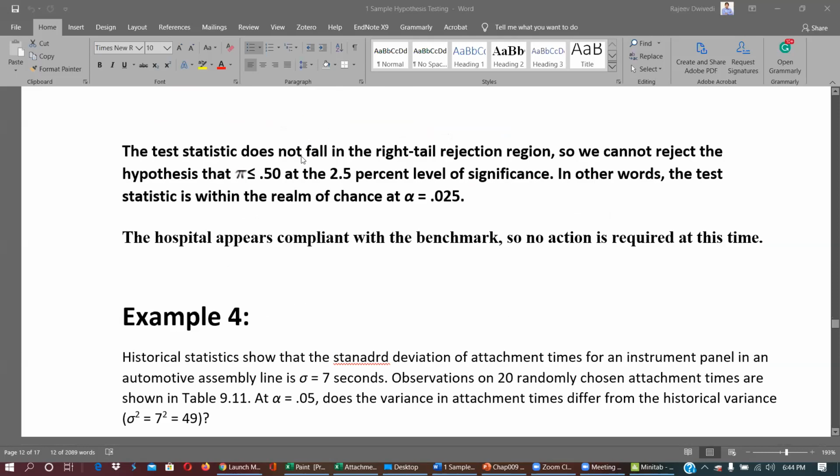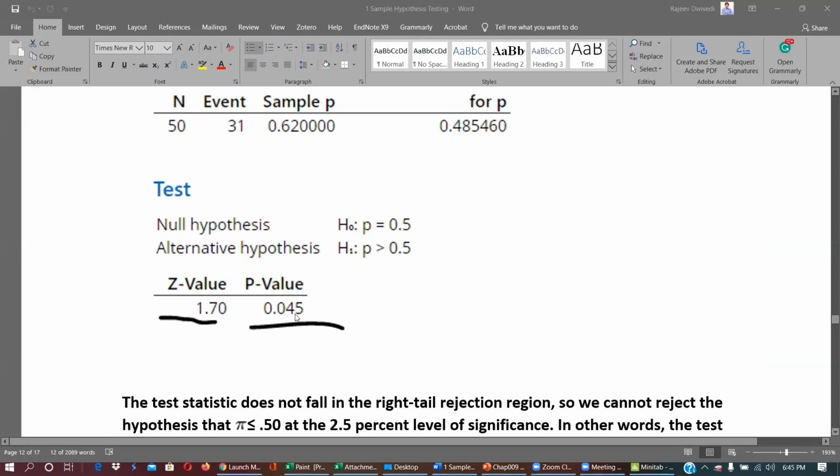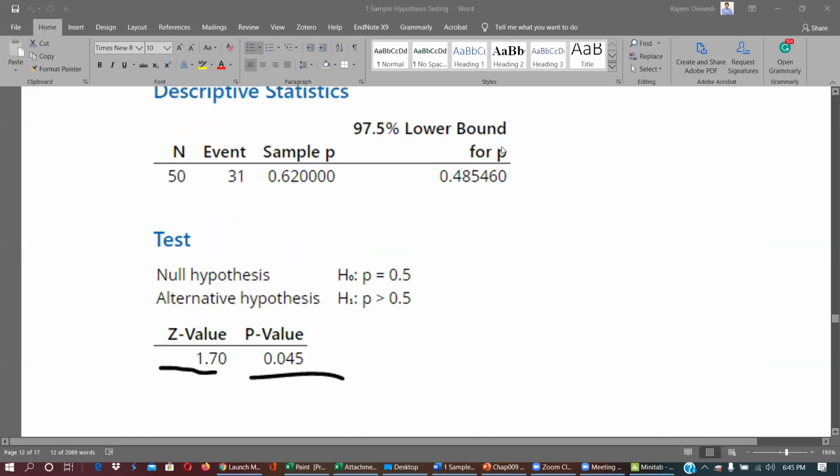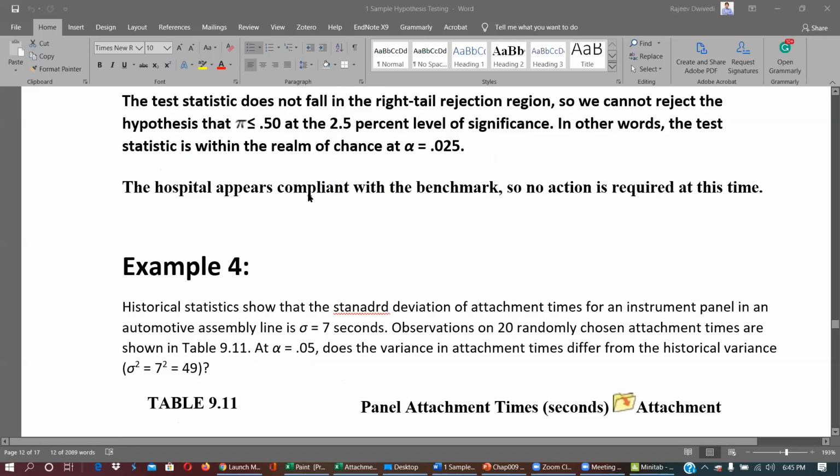Exactly. The test statistic doesn't fall in the right rejection region. So we cannot reject the hypothesis because you can see the P value is 4.5%, where alpha is 2.5%. So the P value is greater than 2.5%. So you can say the hospital appears compliant with the benchmark, so no action is required at this time.